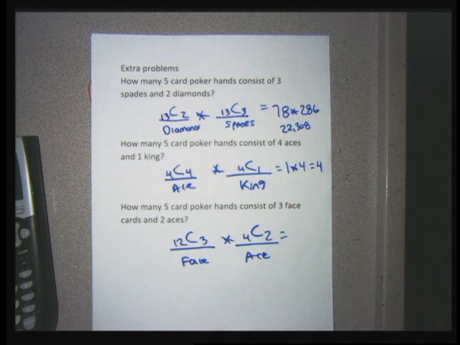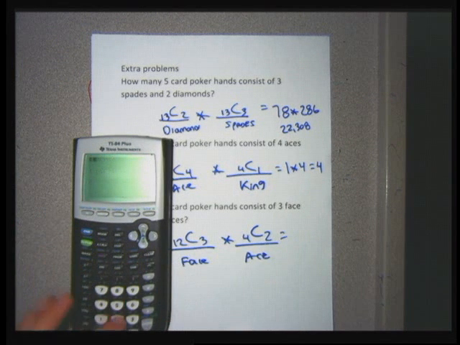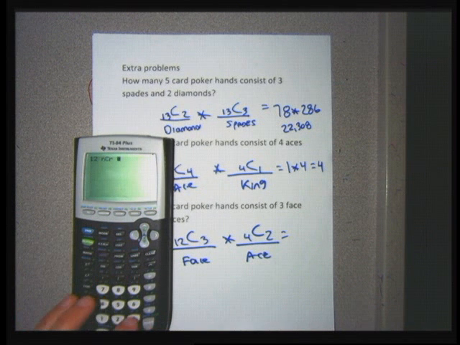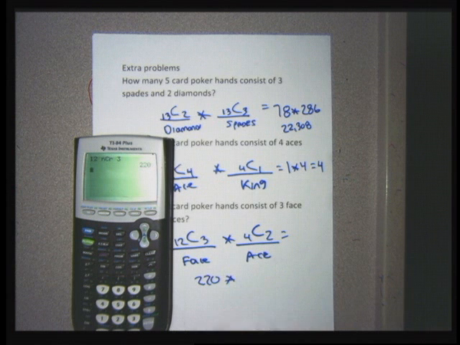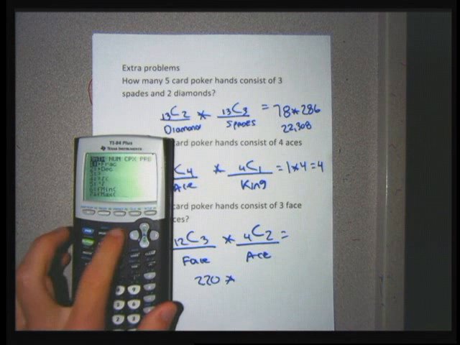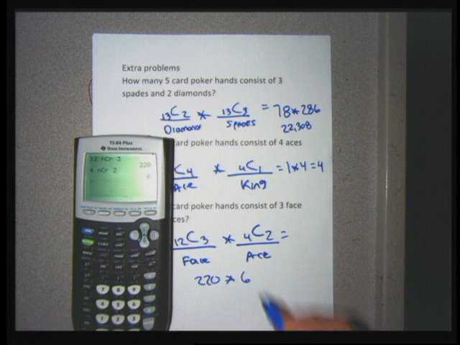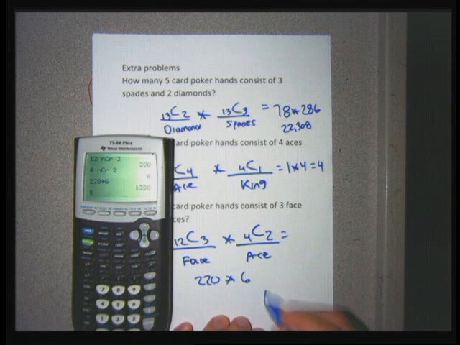52 doesn't come in anywhere because I'm only considering face cards and aces. I'm not considering the rest of the deck. So if I did this, 12 math C3, I get 220. And then 4 math C2, I get times 6. If I multiply those together, I get 1,320.